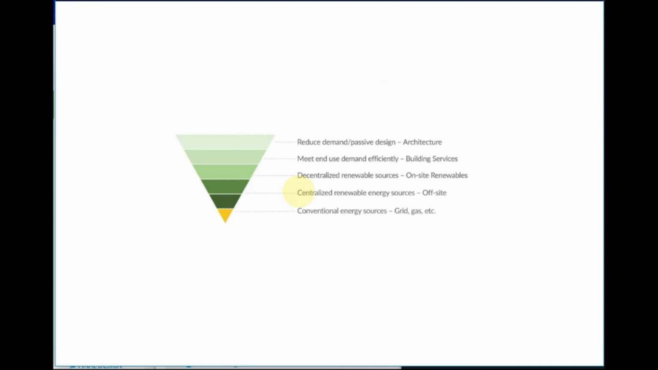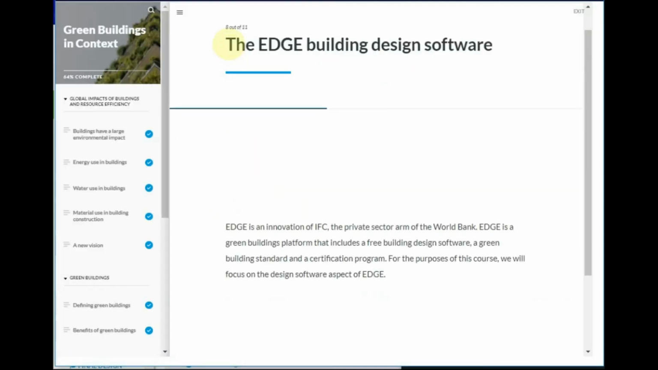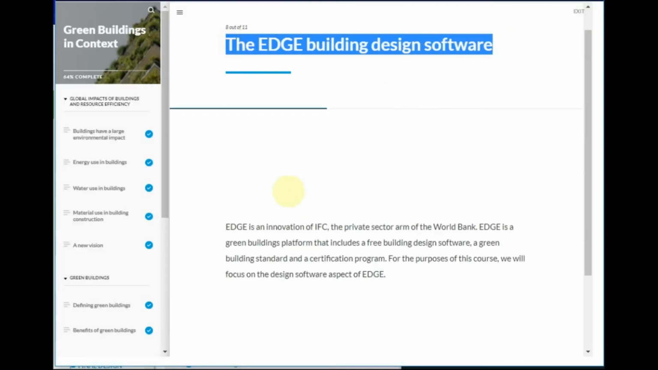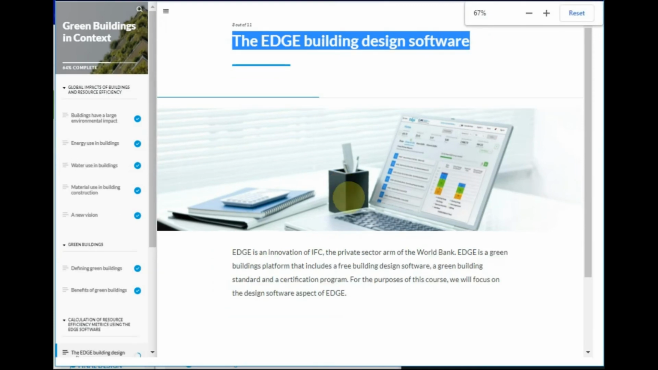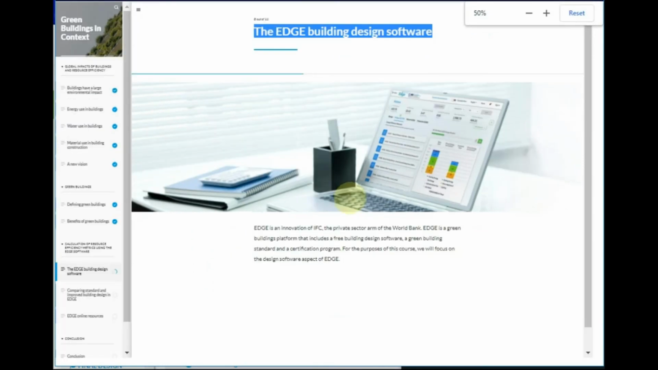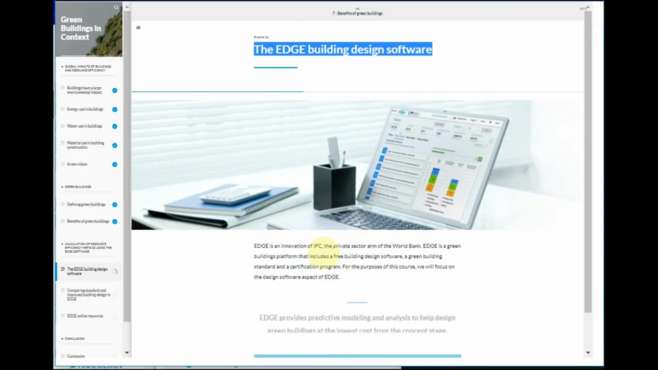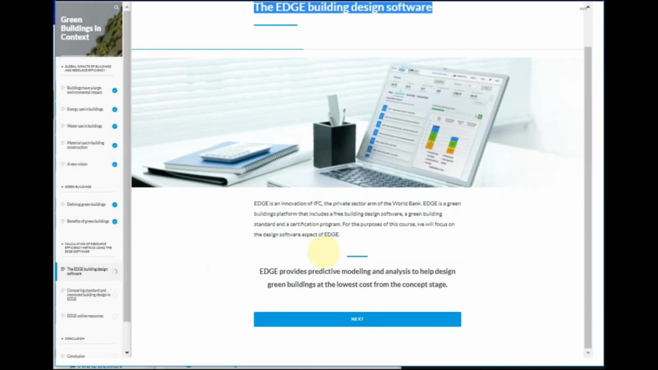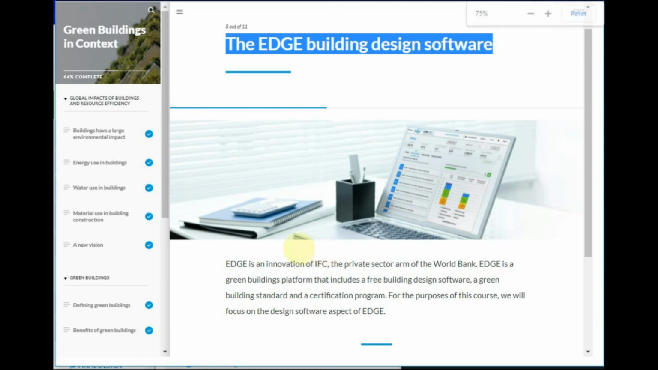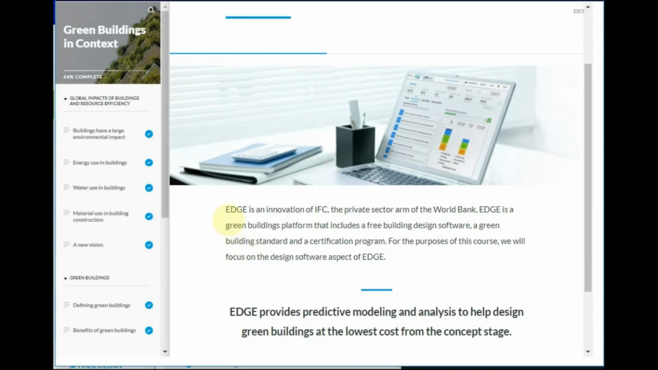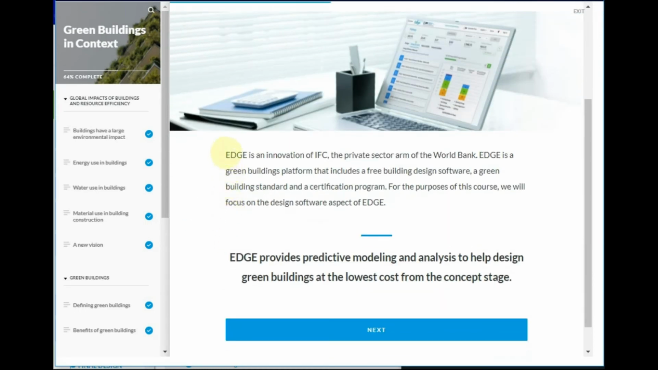Calculation of resource efficiency matrices using the EDGE software. The EDGE Building Design Software. EDGE is an innovation of IFC, the private sector arm of the World Bank. EDGE is a green buildings platform that includes a free building design software, a green building standard, and a certification program. For the purposes of this course, we will focus on the design software aspect of EDGE.